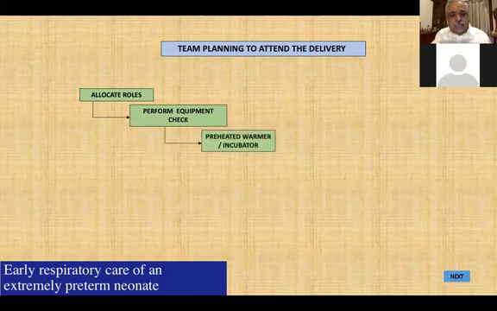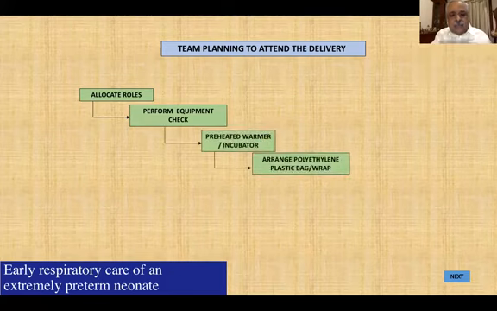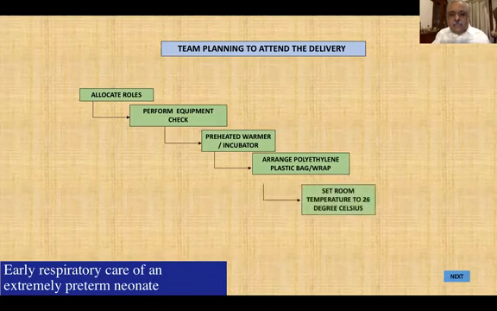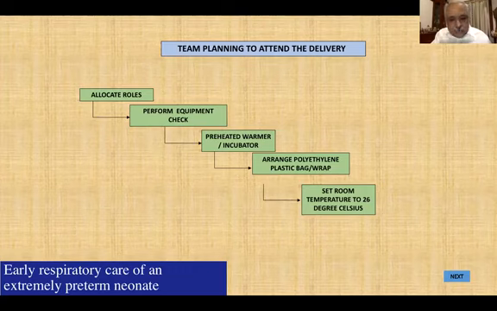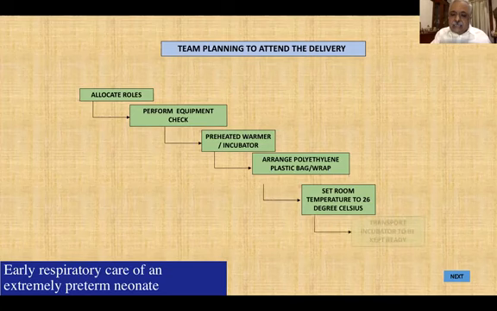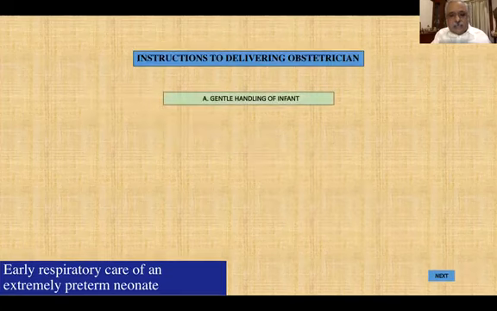We should probably preheat the warmer or the incubator where the baby is going to be transported, arrange for polythene plastic bags and wraps, and set the room temperature in the mother's room to 26 degrees centigrade. That's very important for us. And then the transport incubator has to be kept ready.